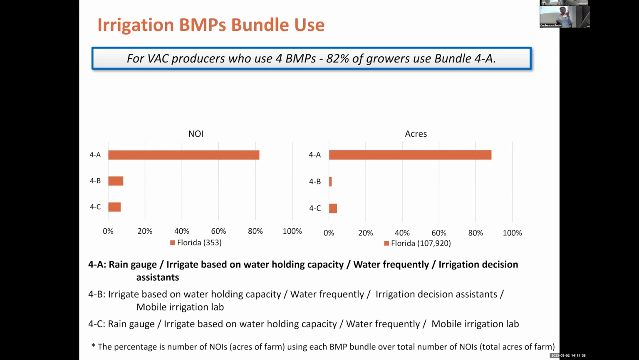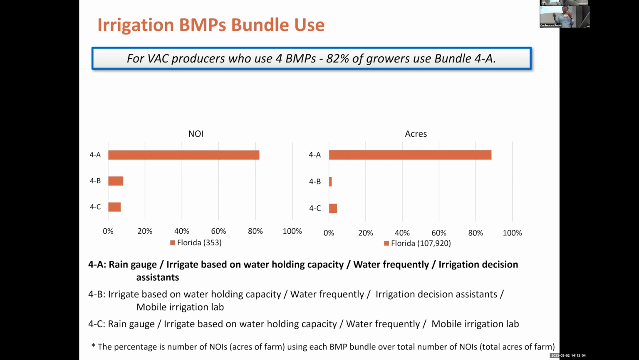And then, are there specific practices that you can see over and over again? I'm calling these bundles. And we do find that for those that adopt 4 or more, there are specific bundles. There's one in particular that's adopted at a much higher rate than the others. And that includes using a rain gauge, irrigating based on water holding capacity, watering frequently, and irrigation decision assistance.